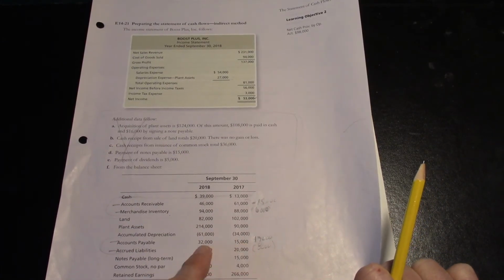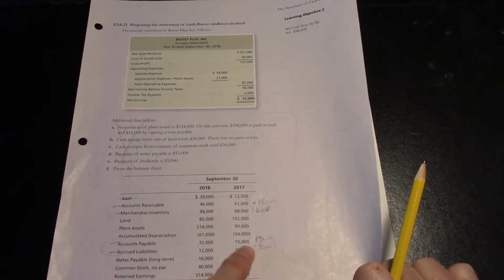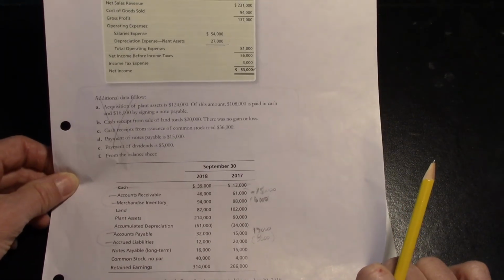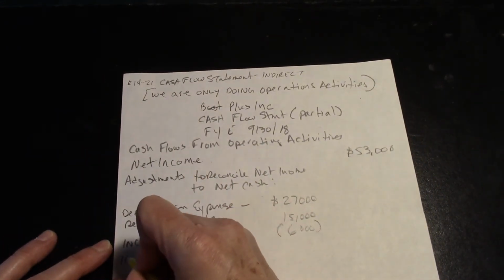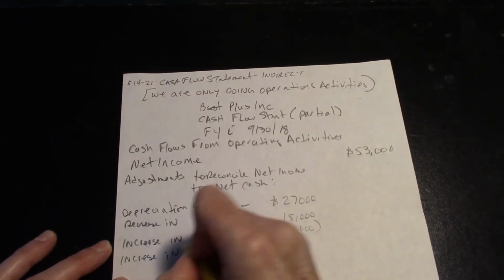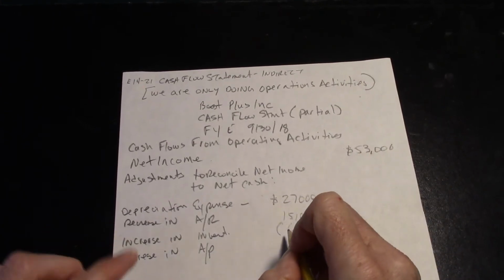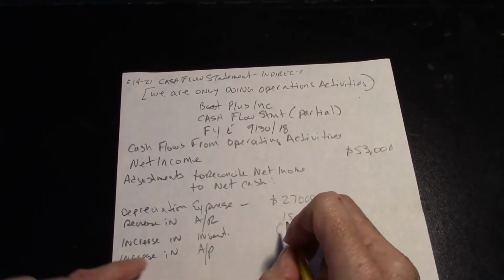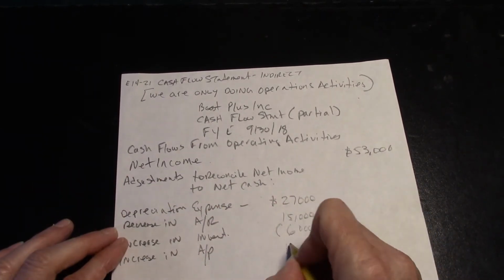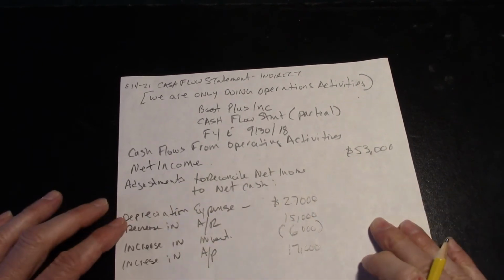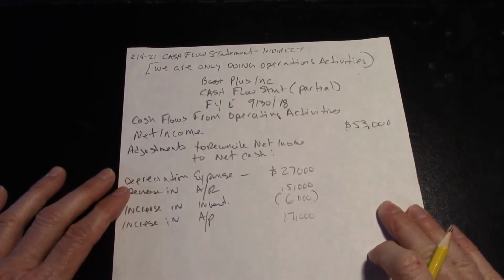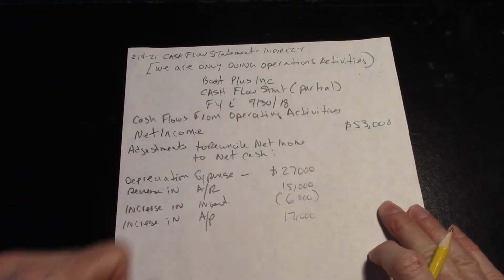All right, so looking at the difference between 2017 and 2018, accounts payable increased by 17,000. Okay, so we have an increase in accounts payable. And so because it increased, you add it. It's the opposite of assets. So increase in current liabilities, you add. You can kind of think about it as cash I didn't have to spend, cash I didn't pay out.